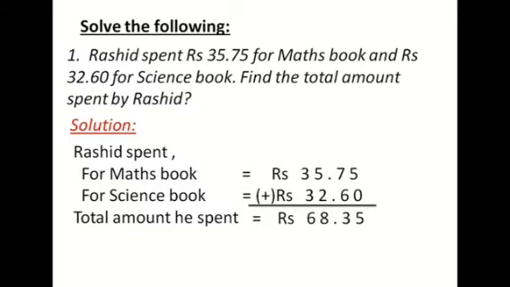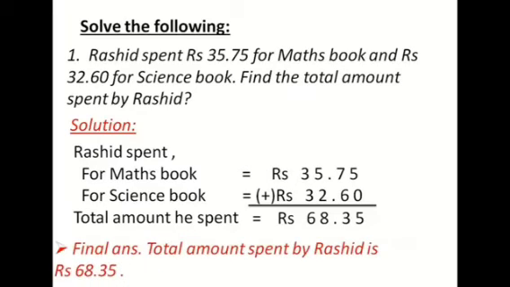So it is rupees 68.35. So you can write the final answer. Total amount spent by Rashid is rupees 68.35. Addition of decimals is nothing but the addition of whole numbers. Place the decimal point in the correct place.